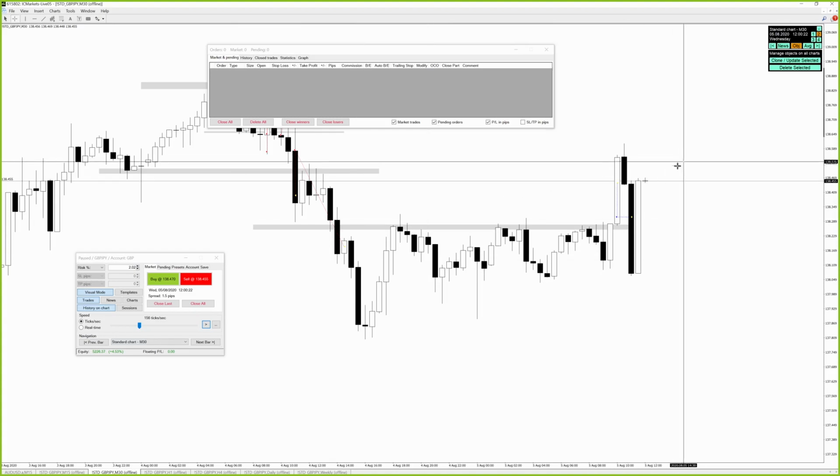So since this is going to be a test trade, we're going to go with the 0.5% risk.